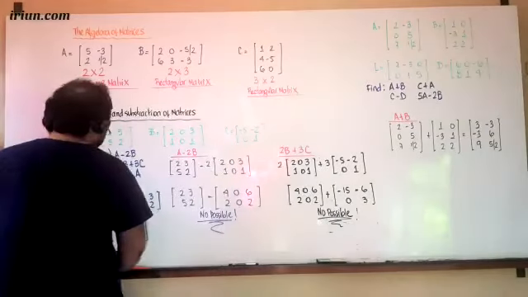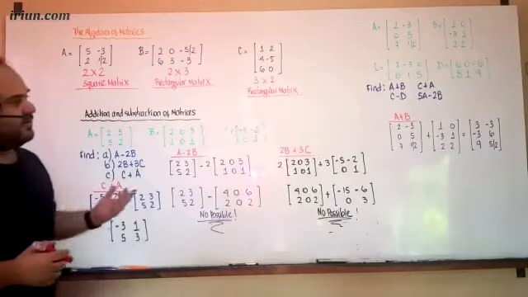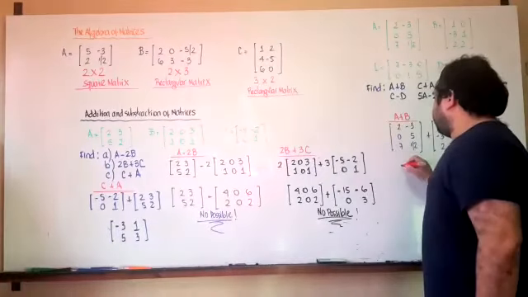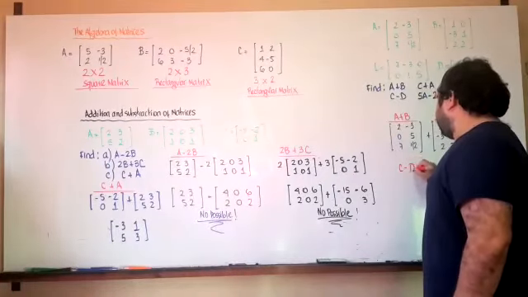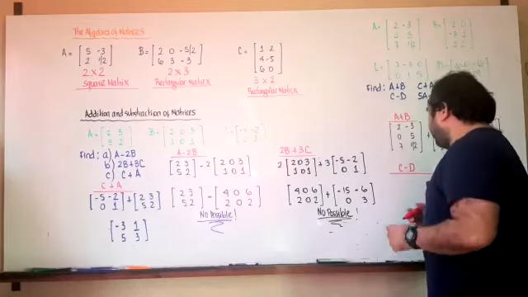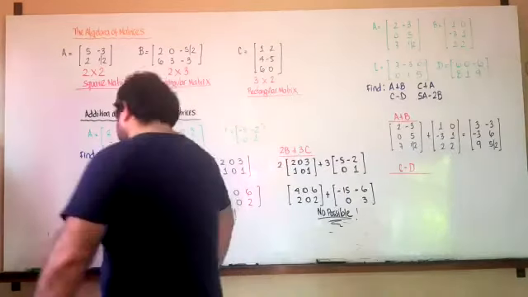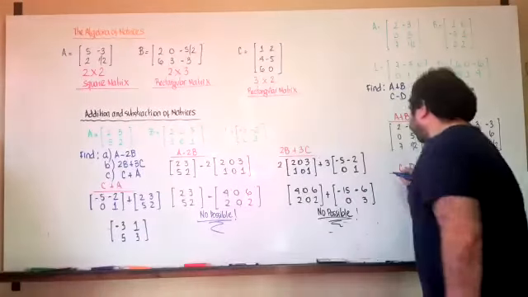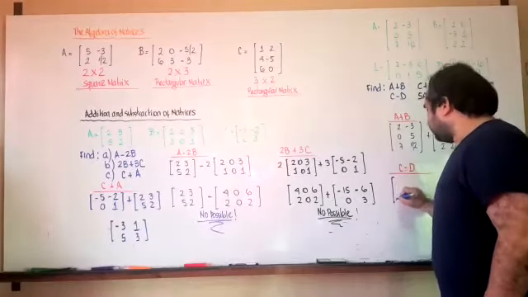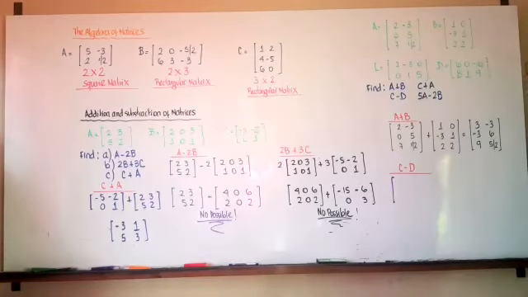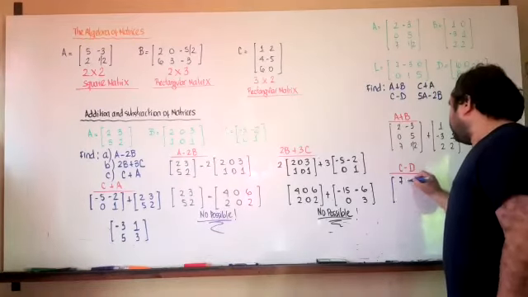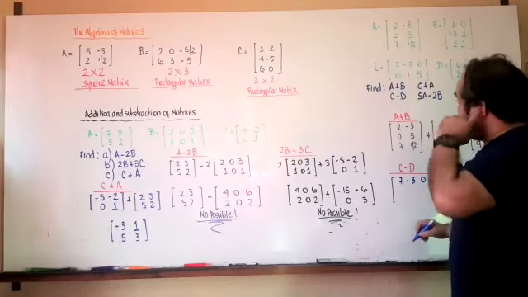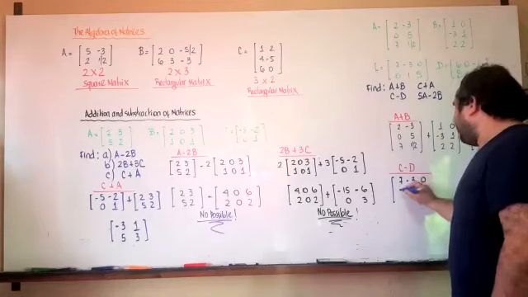Simple, right? Now C minus D. We got 7 minus 3, 0, 0, 1, 5.